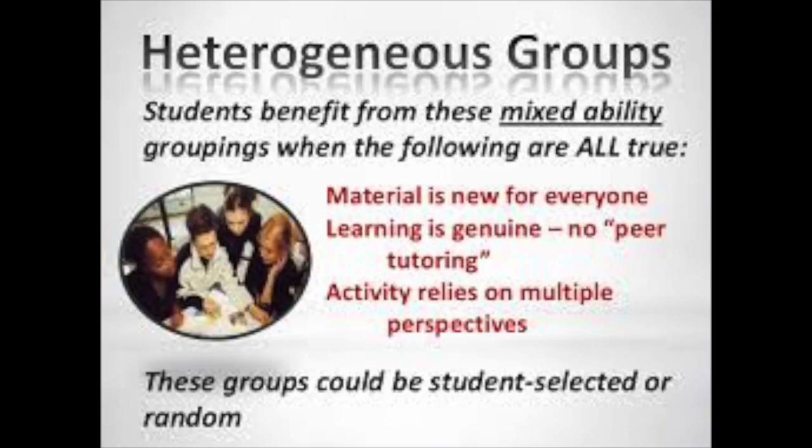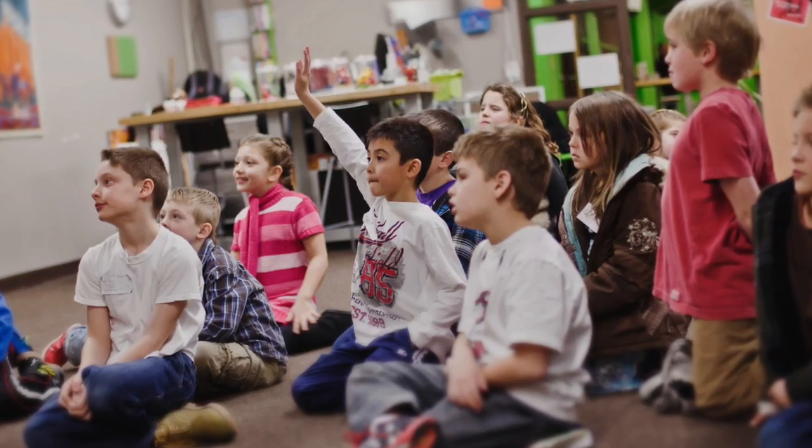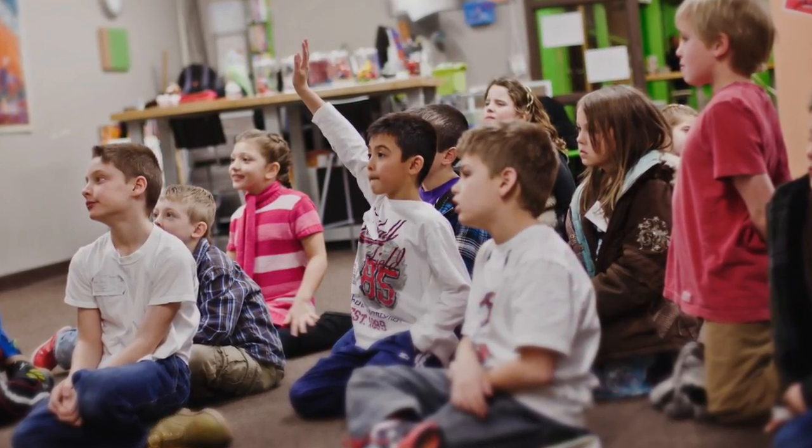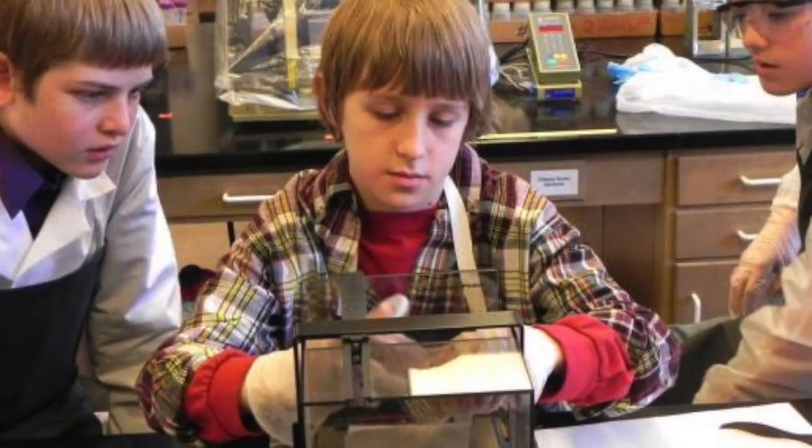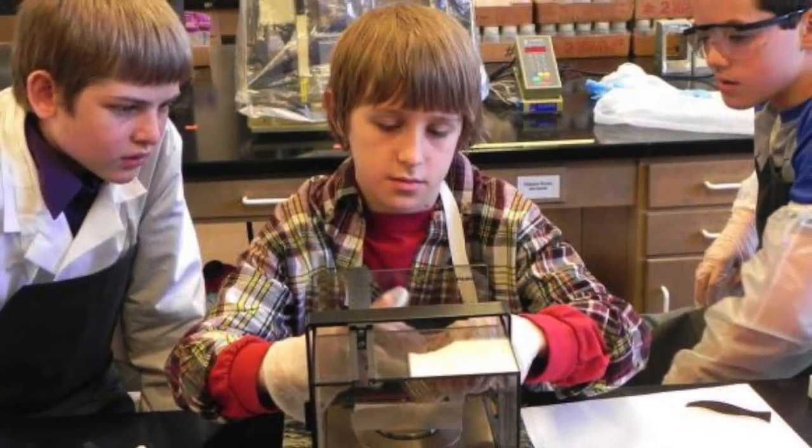The next type of grouping is heterogeneous ability grouping. This is where students in any given class or group represent the spectrum of ability levels in the school and student population. This type of grouping benefits from having all different types of learners in it. The students all learn new material and use each other and their different perspectives to find solutions or achieve learning.